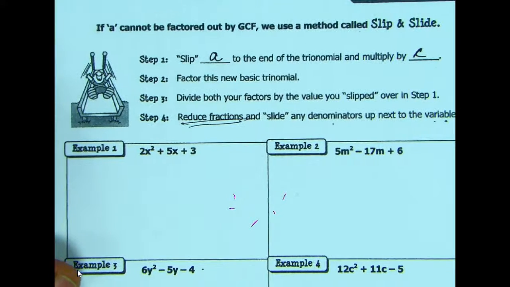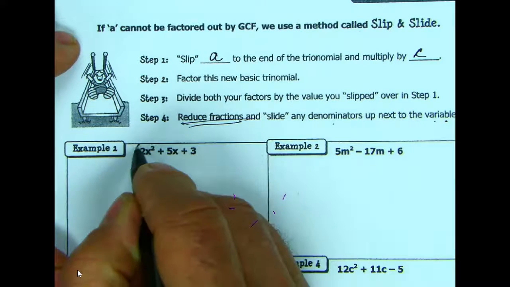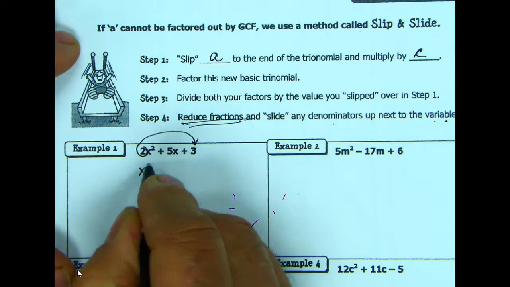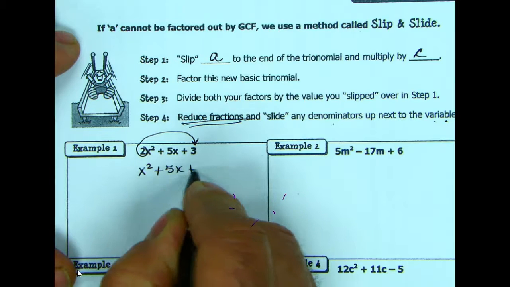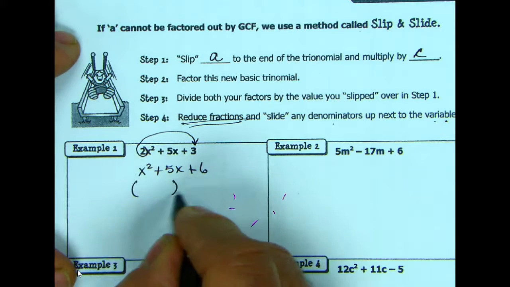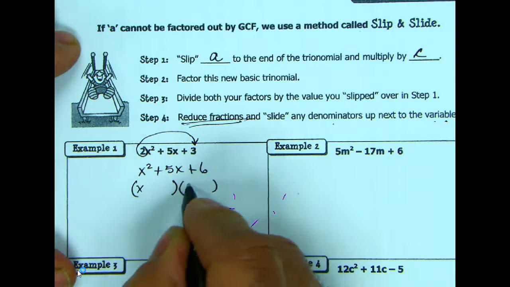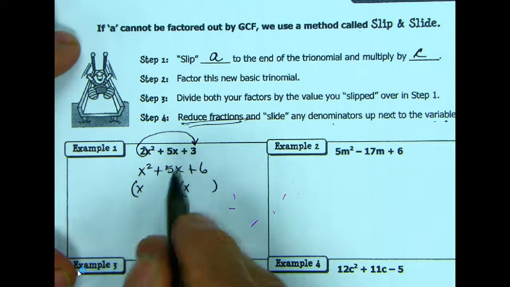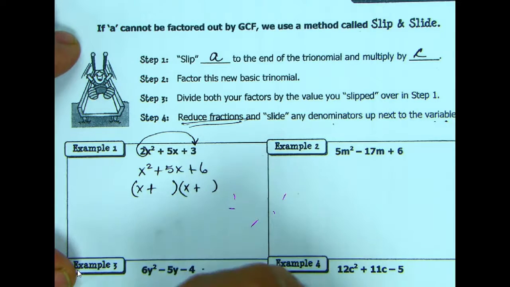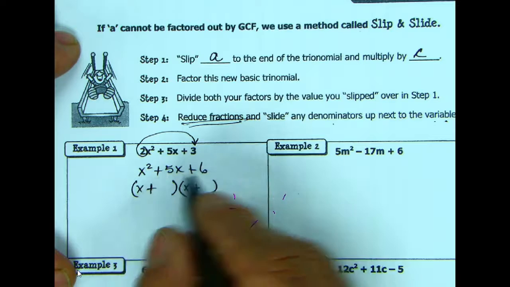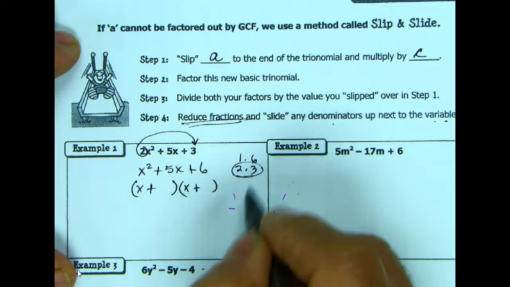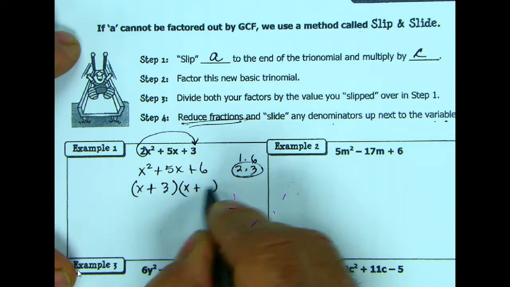Okay, so on the first one, we're going to take this 2 and slip it over here to the end. So now we have x squared plus 5x plus 2 times 3, 6. Now we're going to factor this. So we're going to set up the factoring. It's set up. Now look at my signs, either both positive or both negative. Oh, they're both positive. Now the factors of 6 that add to 5. I've got 1 and 6. I've got 2 times 3. 3 and 2 add to 5. So I have 3 and 2.